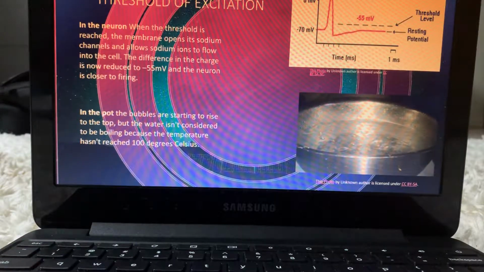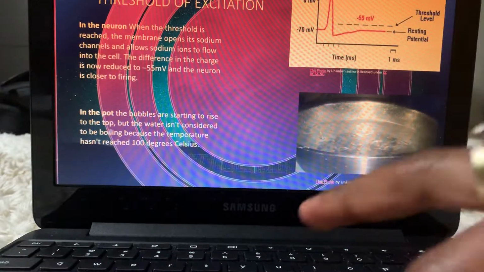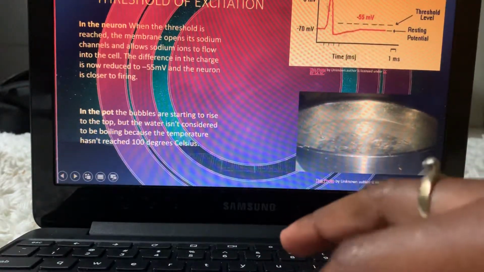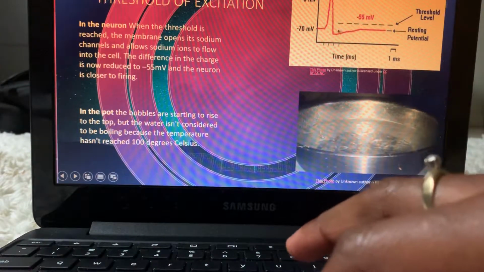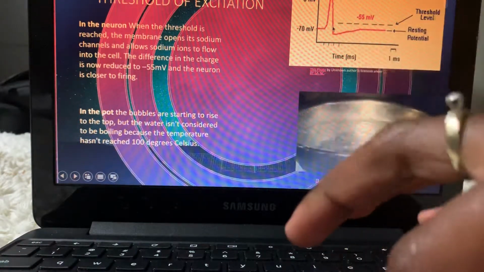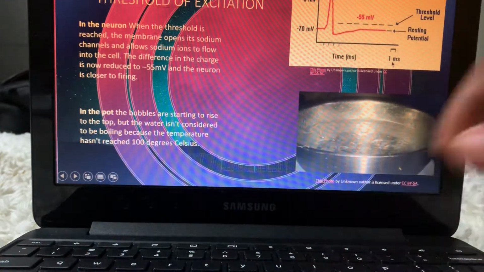So let's say, going back to the pot analogy, it's been on there long enough, and the bubbles are starting to form, as you can see in the picture, but you have to let your dog out, so you turn off the stove. So the water couldn't reach 100 degrees Celsius to be considered boiling for you to put the spaghetti noodles in. So it's kind of like a false alarm. Instead of reaching all the way up to positive 30, it's just like a little hump because it didn't get enough energy to stimulate an action.